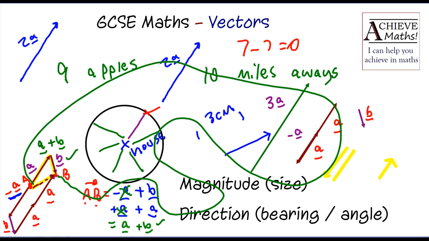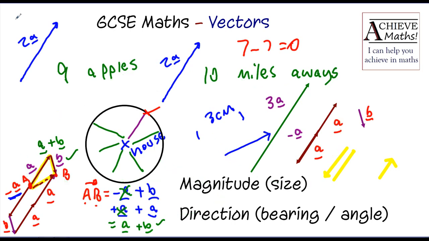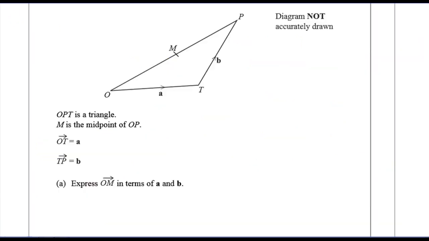Okay? Anyway, hope I've not confused you too much so far. Let's move on to some questions. First one. These are past exam questions, so they should be very helpful. OPT is a triangle. That means if you go from O to P to T, you make a triangle. M is the midpoint of OP. So this point M is in the middle of O and P.